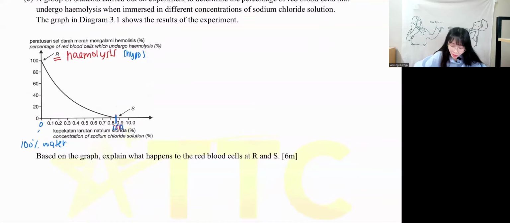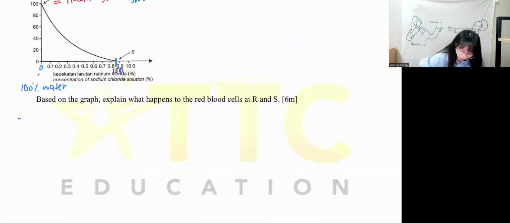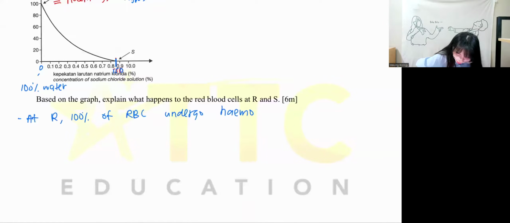Can it be a negative graph? The answer is yes. It can also go down. Later, I'll show you a negative graph. So to explain R and S respectively, one by one, we're going to talk about R first. At R, 100% of red blood cells undergo hemolysis.